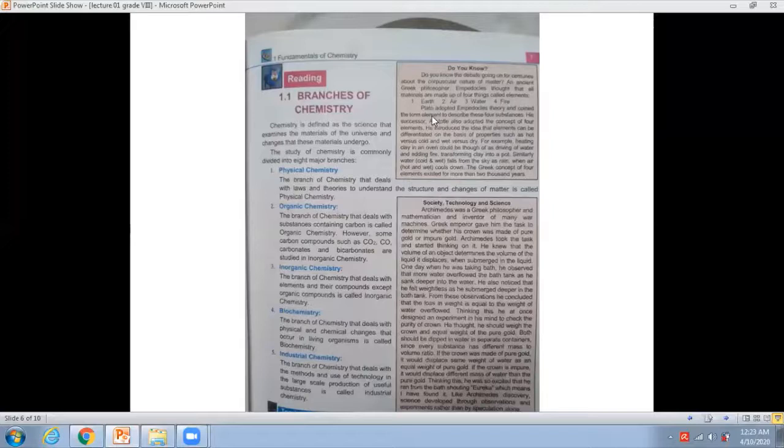Plato, another scientist, adopted the Empedocles theory and he coined the term element for these substances. He said that these four substances, we call them elements, from which all matter is made up. Then his successor, Aristotle, also adopted the concept of these four elements, and he introduced the idea that elements can be differentiated on the basis of their properties. Like some elements are cold, hot, wet, dry, so we can differentiate them. One element can be converted into another element by changing conditions.